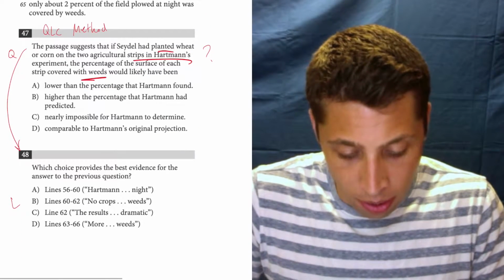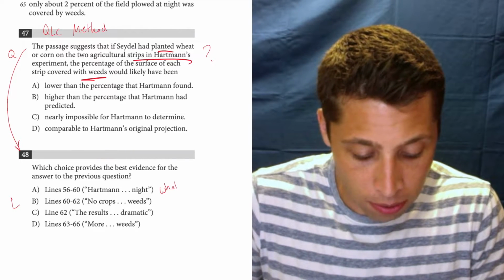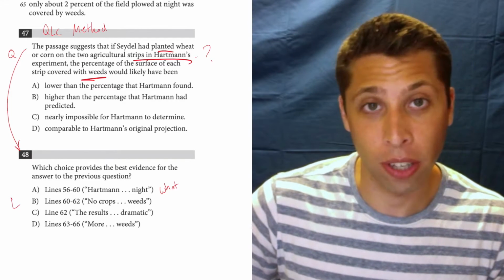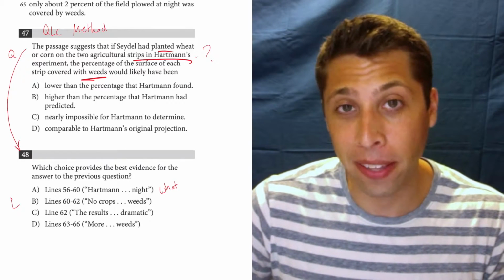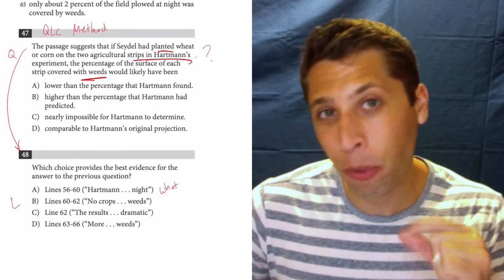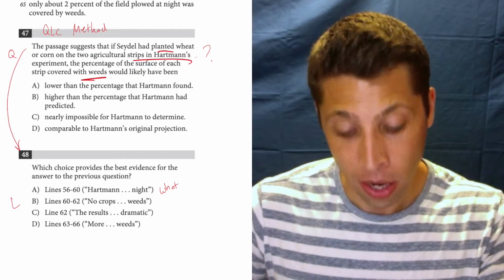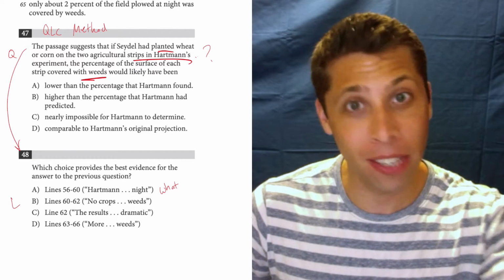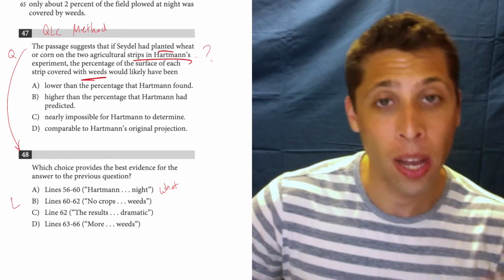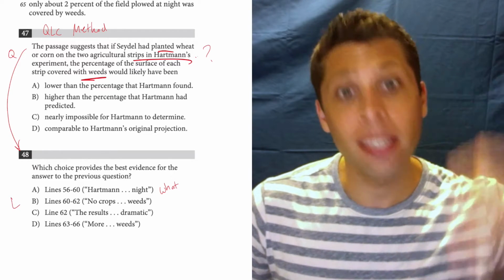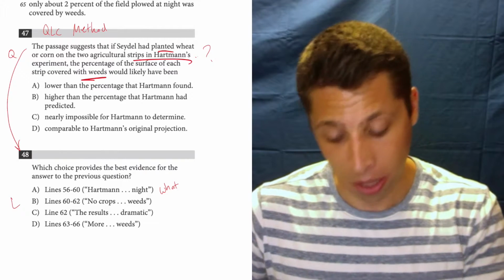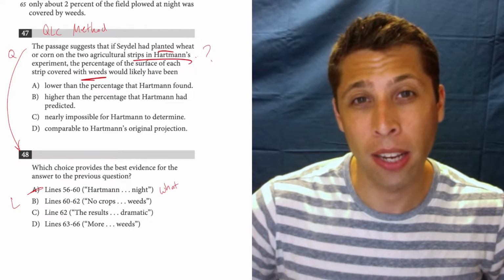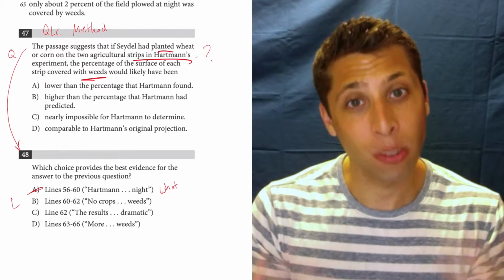Okay, well, this is what I would call a what choice. It tells me what I already know. I know that these strips exist because of the question. And so this is just stating something that was told to me in the question. But that's not what the question wants. It wants the why. Why are these strips important? Why do I care about them? Why would they have weeds or not have weeds if Seidel planted them with corn and wheat? So this is a lot of matching ideas, but it doesn't actually answer the question. This is a common reason you can cross out evidence line references. They provide the what, but not the why. This question wants the why.